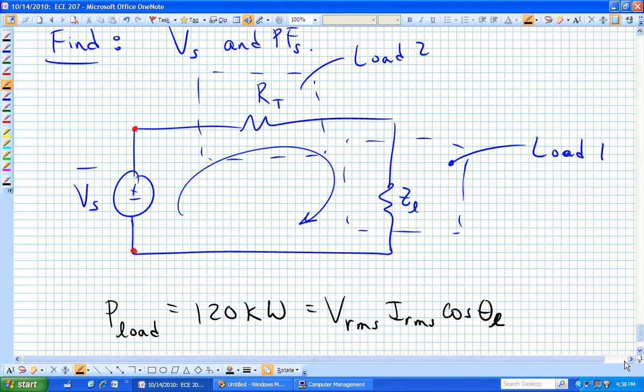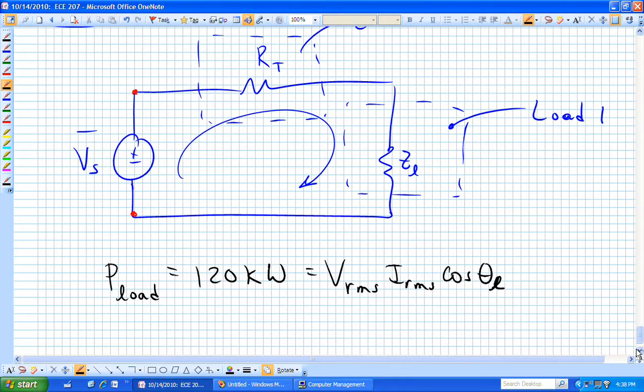What do I know in that formula? What was given? I've already written some of it. That was a given. What else was given? Theta was given, so effectively this was given. Actually, the cosine of that angle was given, wasn't it? I was told the power factor was 0.85, so I really was given cosine of theta sub L. That's 0.85.